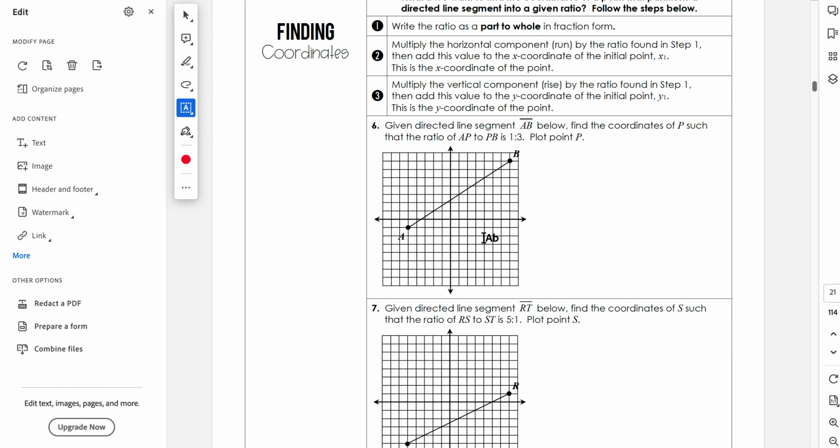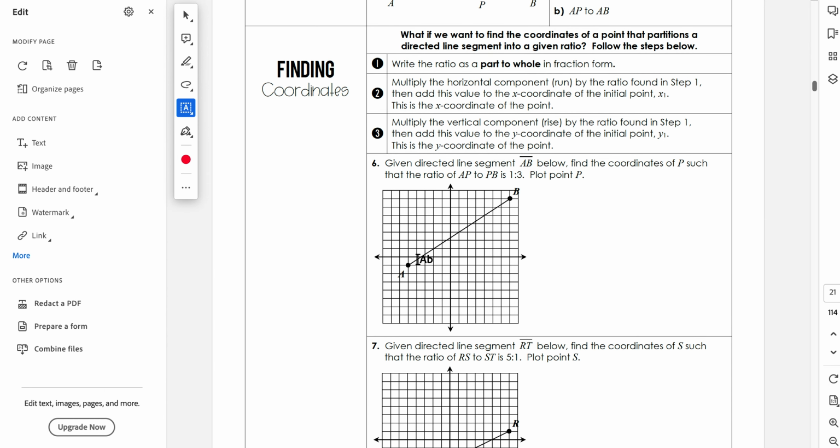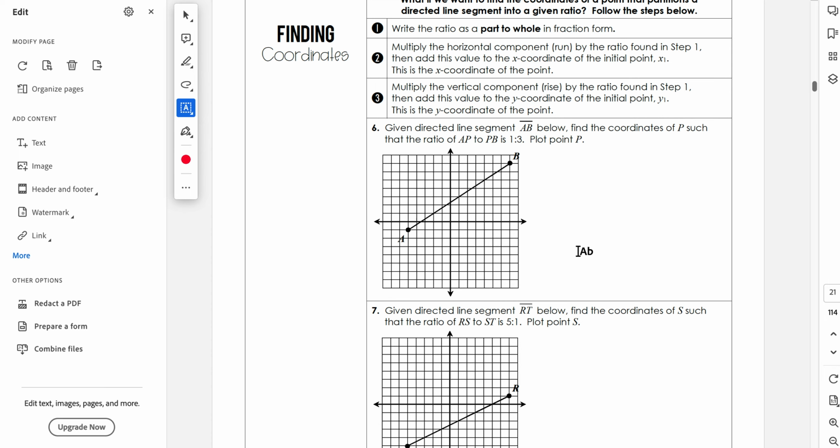All right, so then the last part is basically, if we're given a line segment and we're given a point on it, and we're given the ratio, then we have to find the coordinates of that point. So let's take a look at example 6 together.